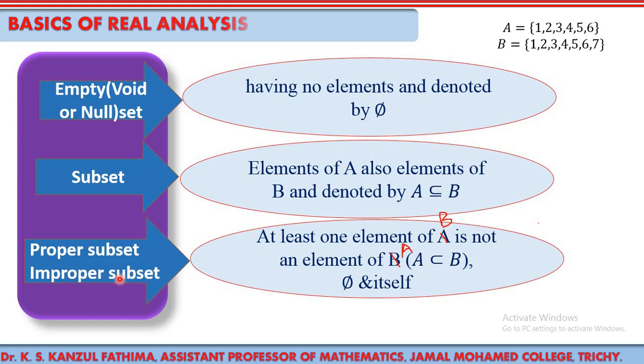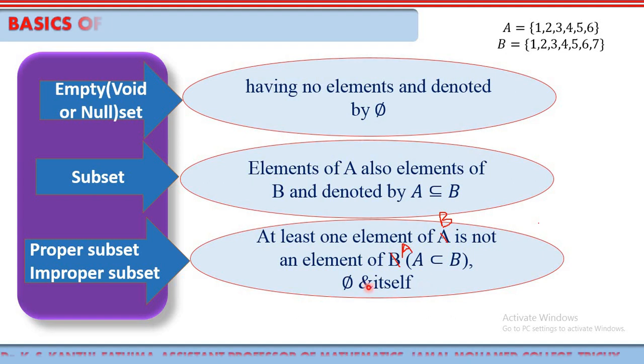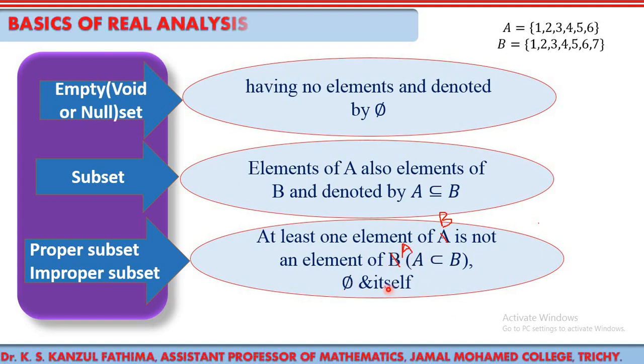Next one is improper subset. Improper subset means the empty set and itself. That is, if we consider the set A, then phi and A are the improper subsets of A.